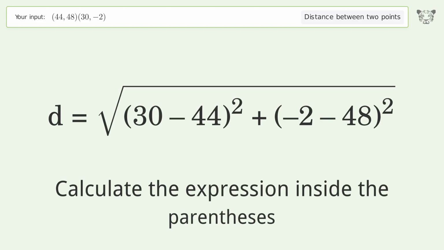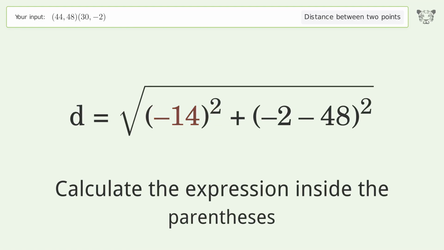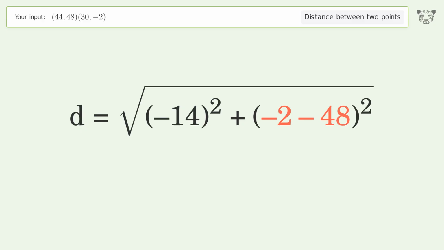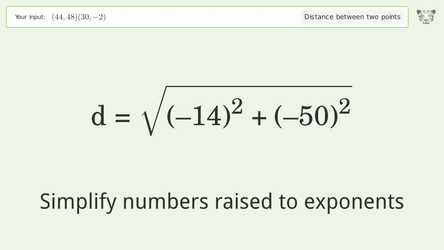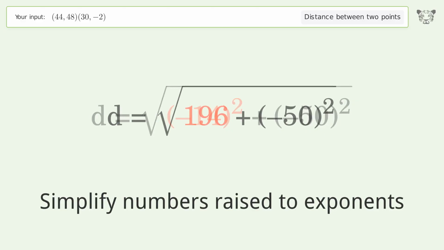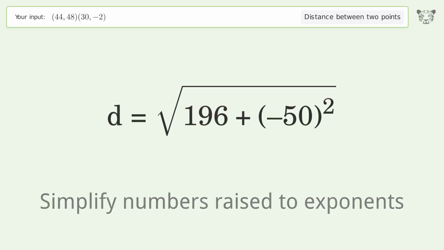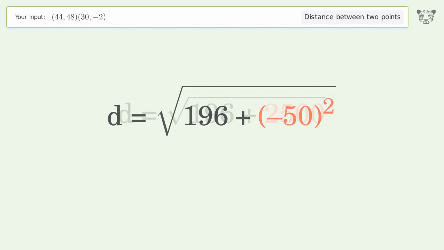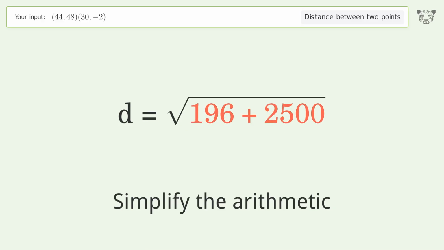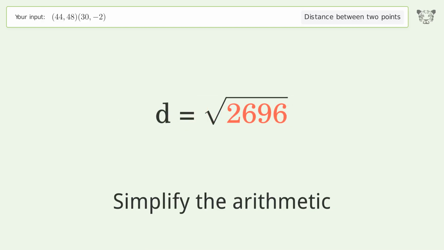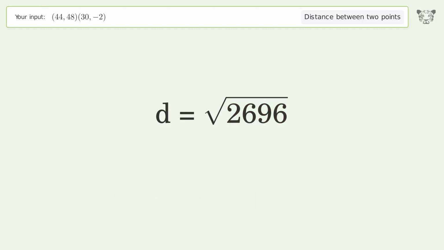Calculate the expression inside the parentheses. Simplify numbers raised to exponents. Simplify the arithmetic. And so the distance between the 2 points is the square root of 2696, or 51.923.